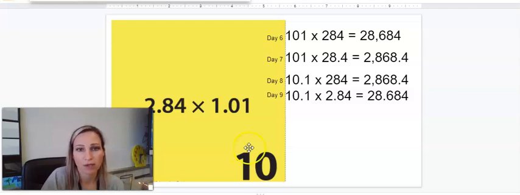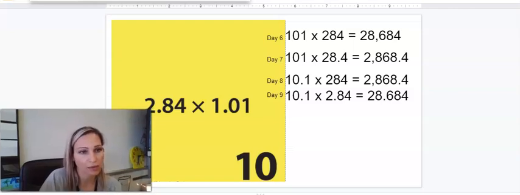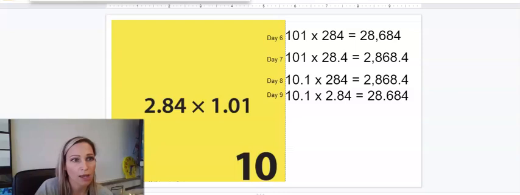Hello, fifth graders. Today is Wednesday, March 10th, and we are going to be taking a look at today's calendar grid marker. And let's just review what we've done this week.